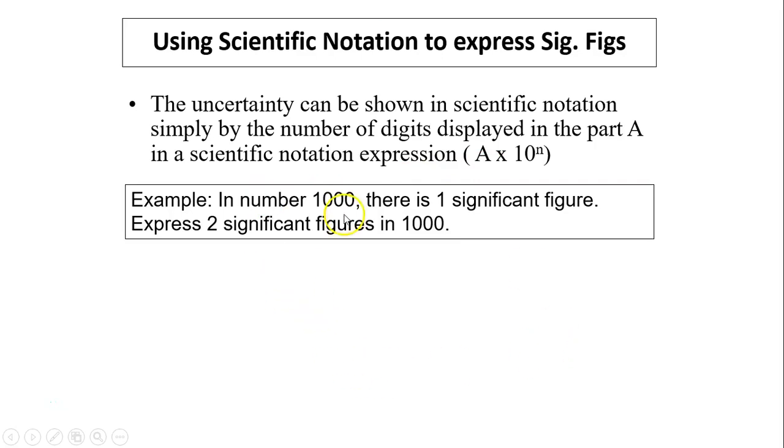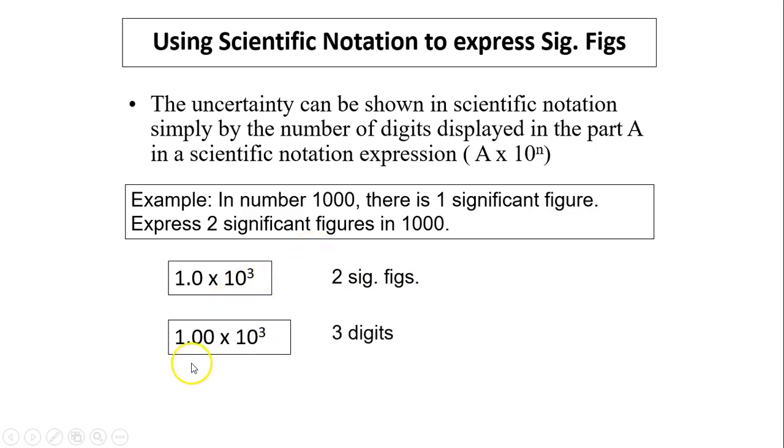For example, in this number 1000, there is just one significant figure, right? How do we express two significant figures in this number 1000? We can use scientific notation: 1.0 times 10 to the 3. This number is 1000, but it has two sig figs. How do I express 1000 with three sig figs? 1.00 times 10 to the 3. How about four? 1.000 times 10 to the 3, or simply 1000 with a decimal at the end.